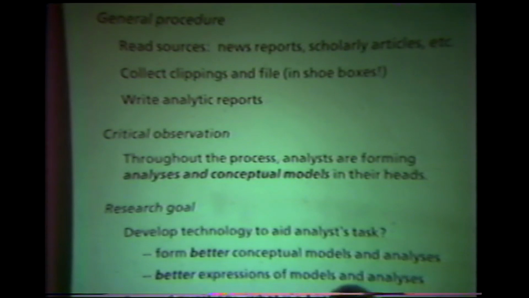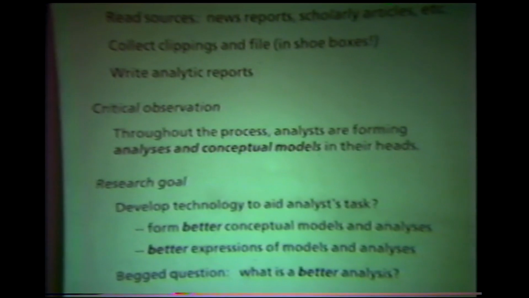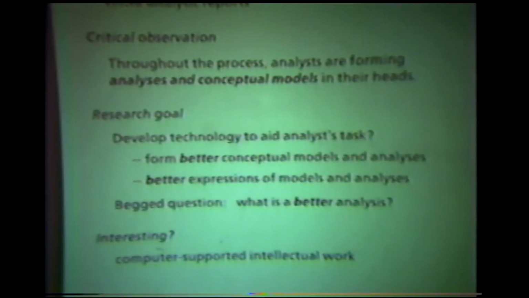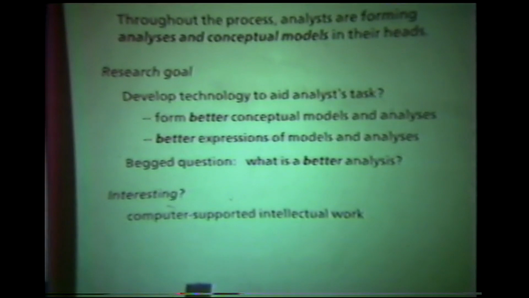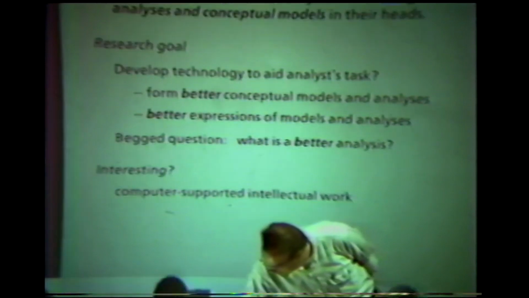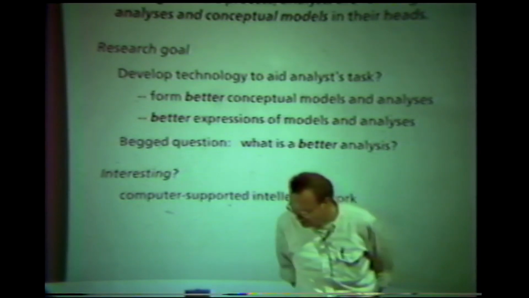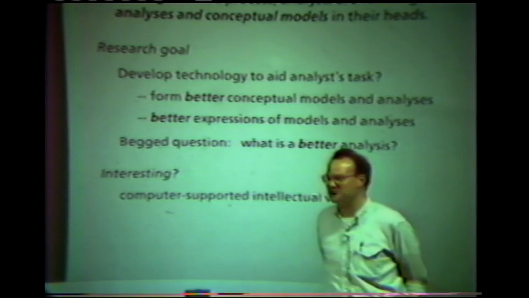Okay, so there was a research goal, which was to develop a technology to help these people do their tasks better. And basically, by looking at that critical observation, we came across the notion that what you want to do is help people form better conceptual models and analyses, and better expressions of these conceptual analyses and models. If they're forming a model in their head, they want to express it better in these reports that they write. Of course, this begs a really interesting question. Probably the most interesting question in the whole project is, what is a better analysis? But being good computer scientists, we just threw that off to the wayside and said, whatever a better expression or better conceptual model is, we're going to build a tool to help you do that.